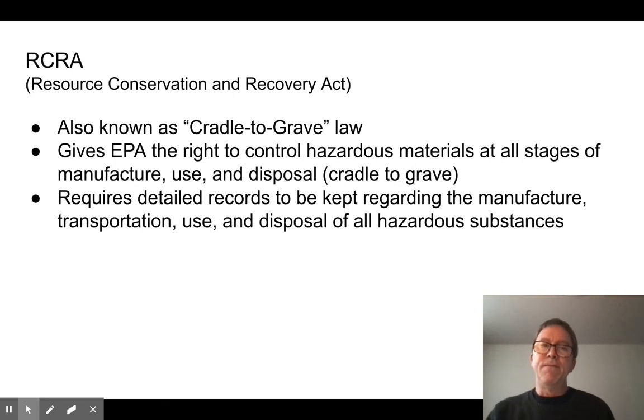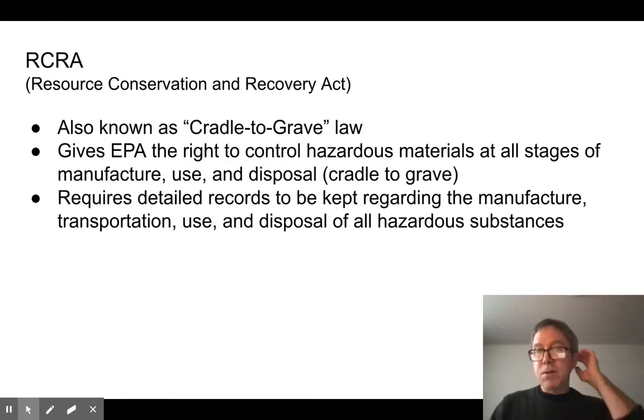Then there's RCRA, the Resource Conservation and Recovery Act. Sometimes it's known as, and you should know this term, the cradle to grave law. Basically what it says is that you have to keep track of these substances from the manufacture of them to the use of them to the storage of them. In other words, cradle to grave. So there has to be a continuous record kept of them. And we have to identify all the substances that we consider to be hazardous and make a list of them.